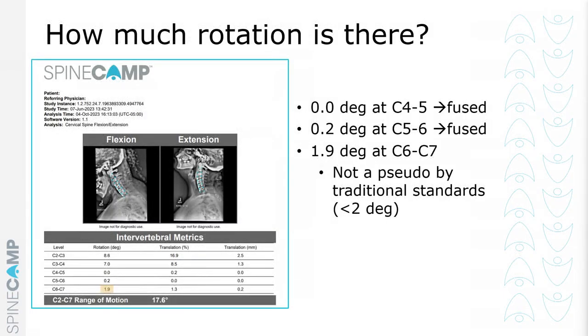On the left, you see the typical report that is put out currently for each level, and it will highlight any parameters that are out. Now, at C6-7, it's showing a rotation of 1.9 degrees. Mind you, in most studies, that would not be considered a pseudarthrosis. That would actually be considered fused. So be careful, this is point number one: when you read studies about fusion and pseudarthrosis, they're setting a cutoff, so there are going to be patients who aren't correctly labeled in that study. So be careful with that.